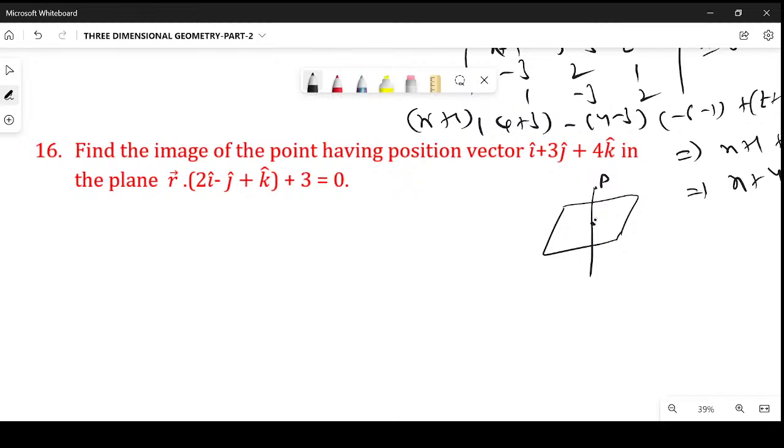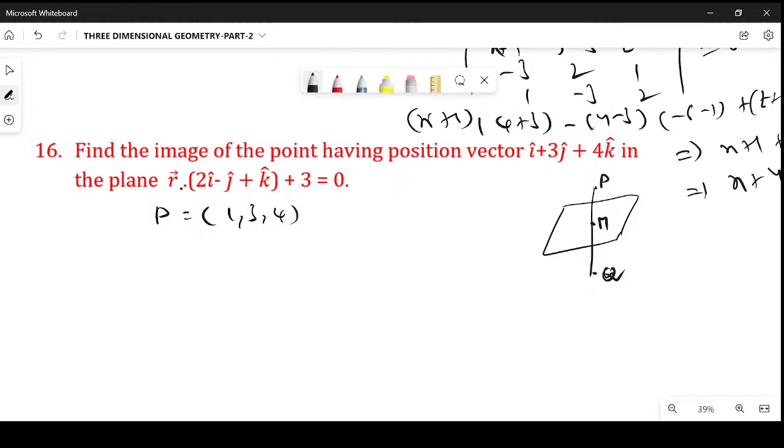This is the midpoint in the plane, M, and I consider the image point Q. So the point P is 1, 3, 4, and Q is the image of P. I can write the given plane equation in Cartesian form.